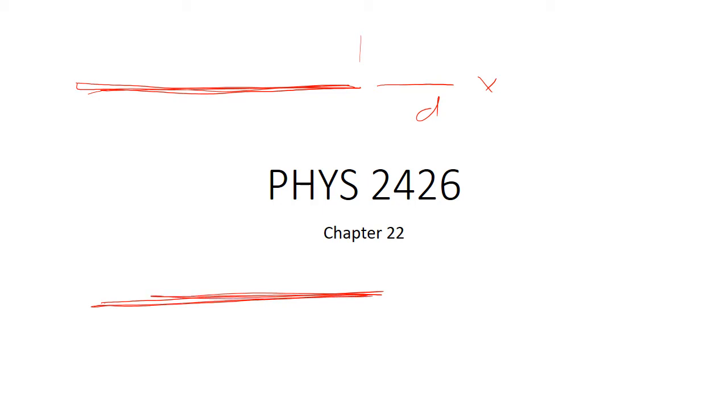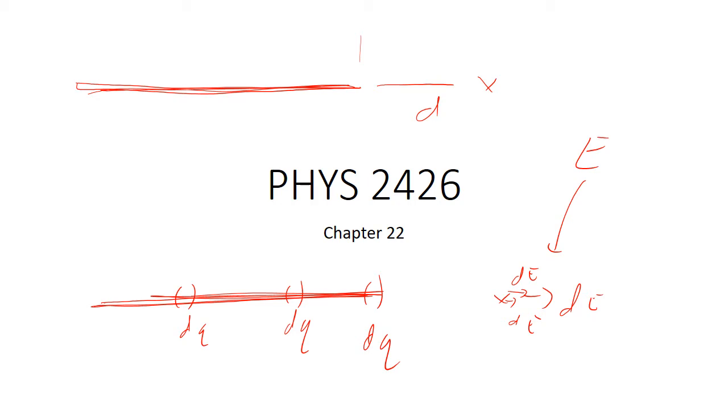Okay, and so we look at it and say, well, there's a little piece of charge right here, dq, that's going to make a dE right here. There's another dq right here that's going to make a smaller dE because it's farther away. Another dq right here makes an even smaller dE. And so the total electric field is going to be the integral of all of those little differential fields. So we need to figure out what is that little differential field right there.